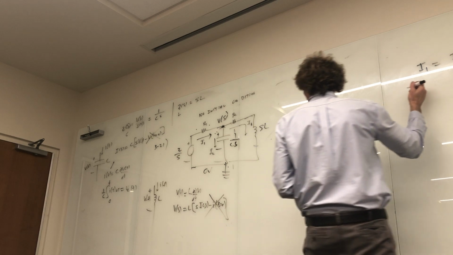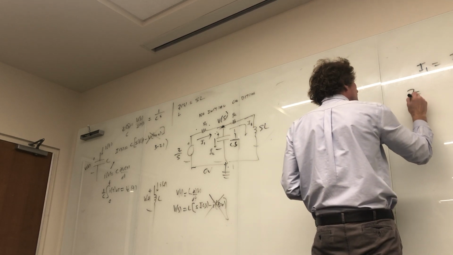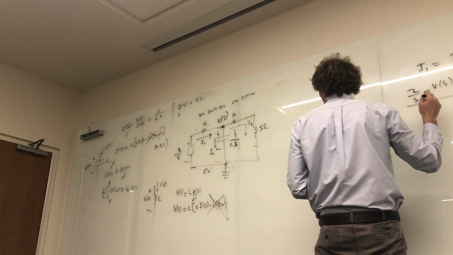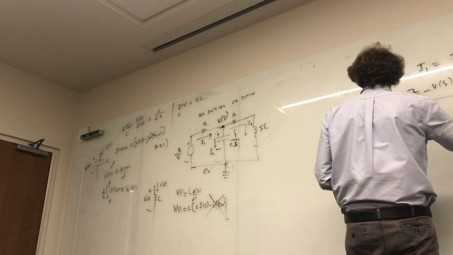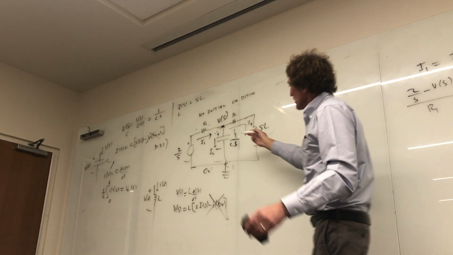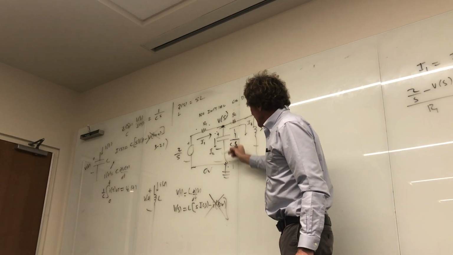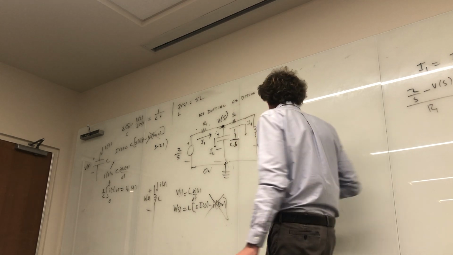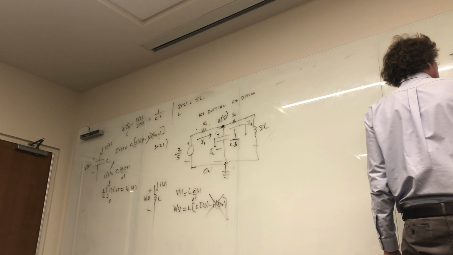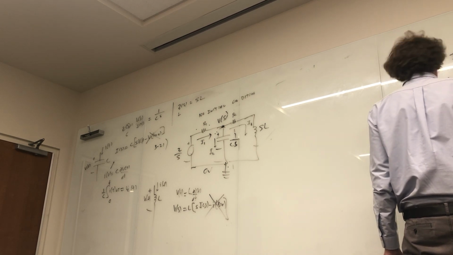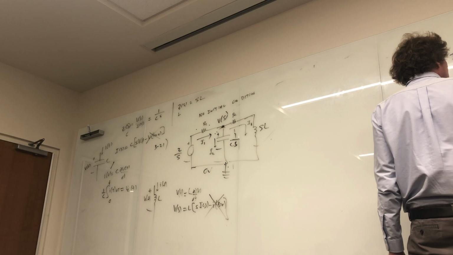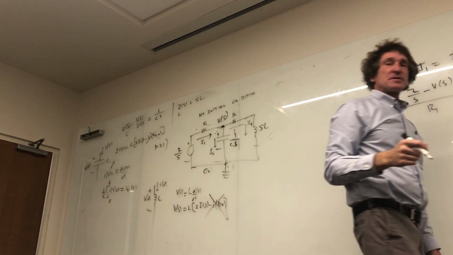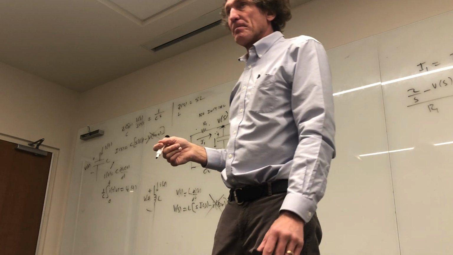Do you agree with that? So that's going to be 2 over S minus V of S, divided by R1, would be equal to I2. Now what would I2 be? It would be V of S on this side, 0 on this side, correct class? V of S minus 0 divided by 1 over CS. So it's V of S over 1 over CS, or really times CS, right? If it's 1 over CS, it's times CS. Does everybody agree with me there?